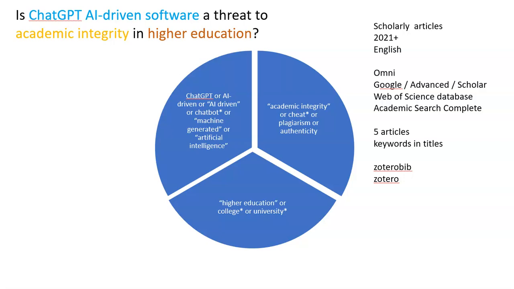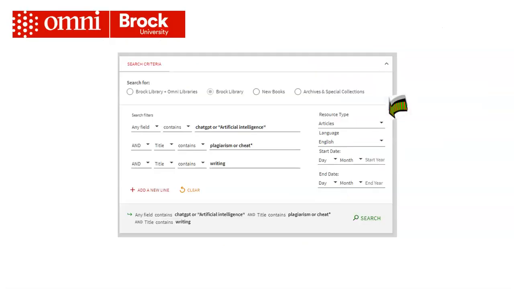I checked Omni, checked my Google, Web of Science. I'm looking for 5 good articles. I'm going to search keywords and titles, and I'm going to use Zotero to track and cite, to manage my citations as well. So I can go to Omni and do this, see where I'm searching, Brock, and I'm looking for articles.